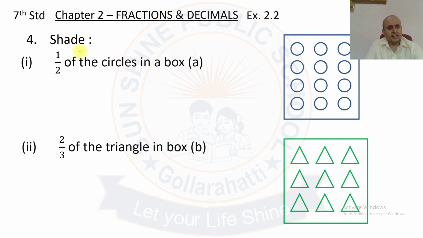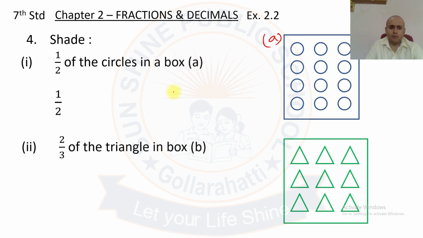Fourth one: shade 1 by 2 of the circles in box A. So this is box A and we have to shade the circles in the box. So 1 by 2 of the circles in box A. I will take 1 by 2 as it is and I have to count the circles. 1 2 3 4 5 6 7 8 9 10 11 12. So there are 12 circles in the box.